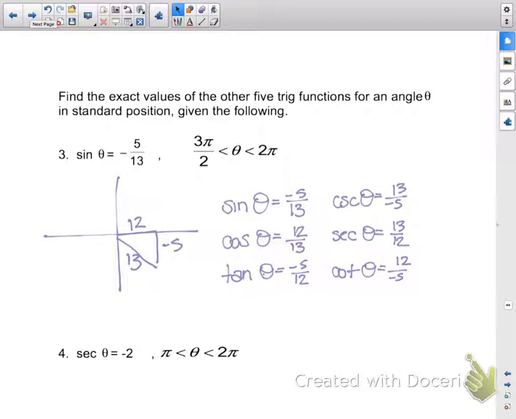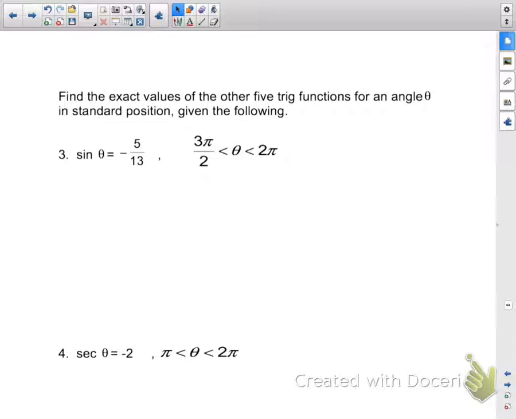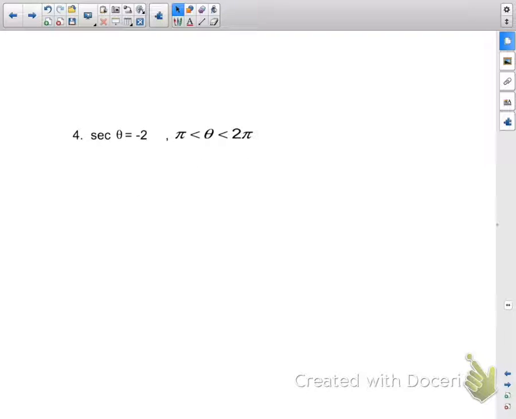Question number 4 tells you two things. It tells you the secant value. It also tells you that you are between pi and 2 pi. So if it tells me that I am between pi and 2 pi, where was pi? All the way to the left at 180. 2 pi is all the way to the right. So they are telling me that this is somewhere in which of 2 quadrants? 3 or 4. Okay? This is telling me quadrant 3 or 4. I have to interpret what this is telling me.